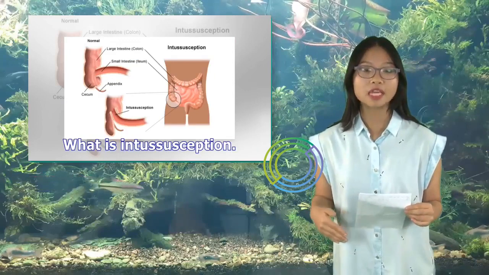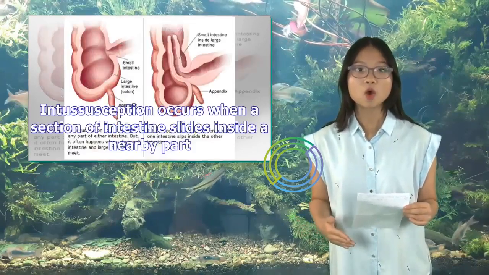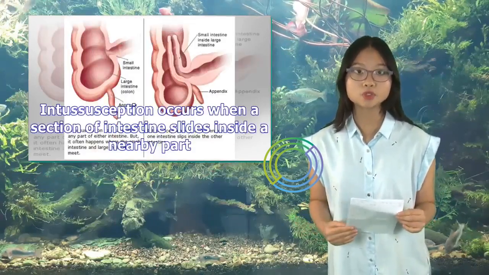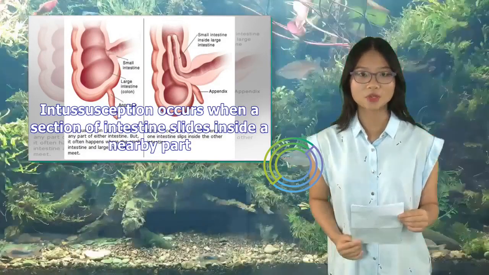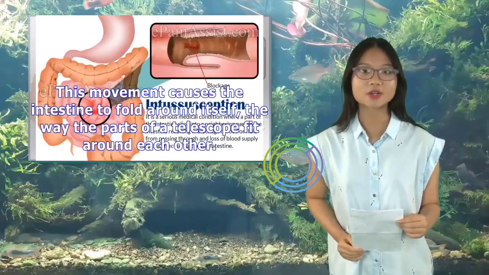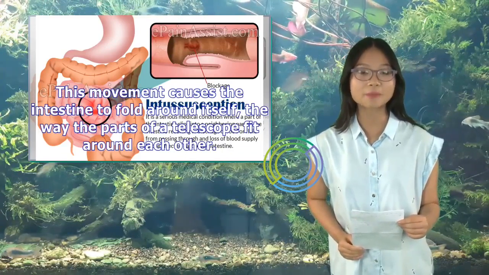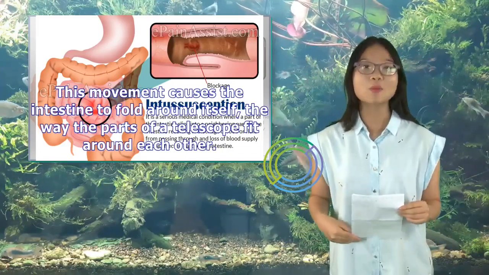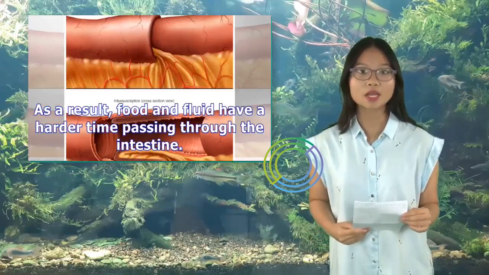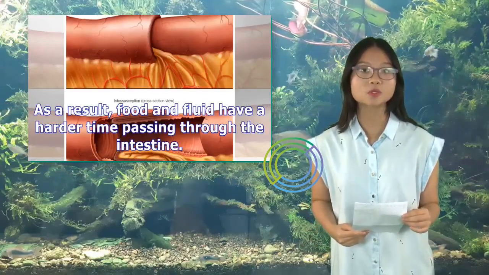What is intussusception? Intussusception occurs when a section of intestine slides inside a nearby part. This movement causes the intestine to fold around itself, the way the parts of a telescope fit around each other. As a result, food and fluid have a harder time passing through the intestine.